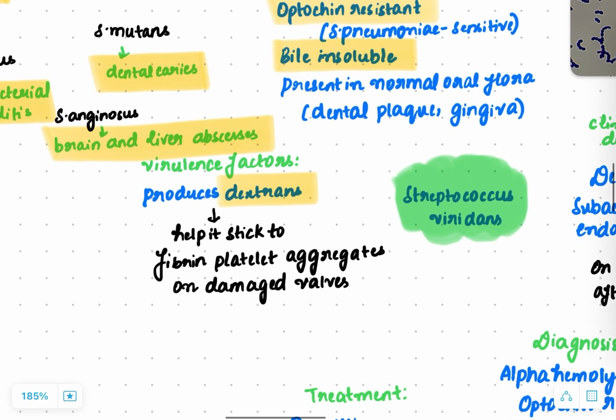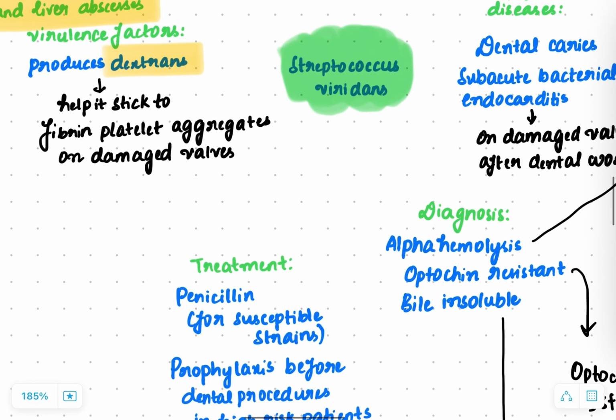Coming to the virulence factors of the viridans group, these produce dextrans. These dextrans help to stick to the fibrin platelet aggregates, and these help to stick on the damaged valves. So these attack mostly the prosthetic valves.